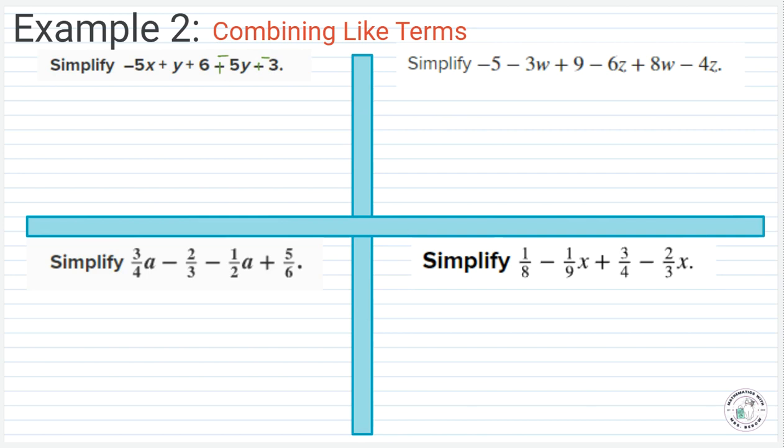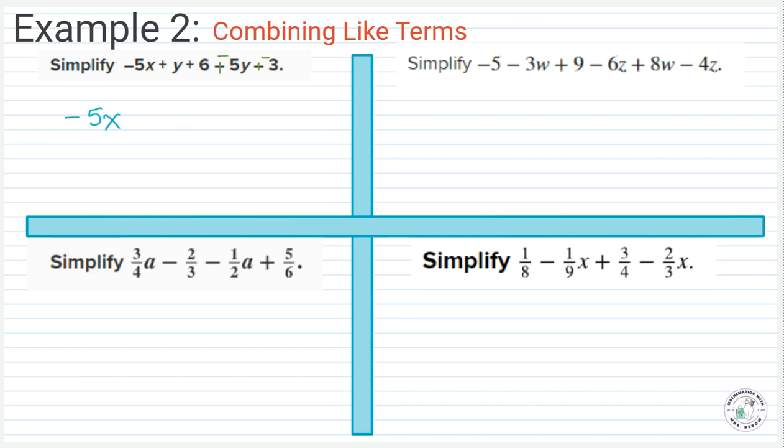Speaking of terms, hopefully you recognized that this one has a total of 5 terms, and there are like terms that are involved in this. Now, when I take a look at the first term, it says negative 5x. When I look at the rest of this, there are no other terms with an x on it. So the negative 5x is going to be on its own. It's not going to be combined with anything else from this expression.